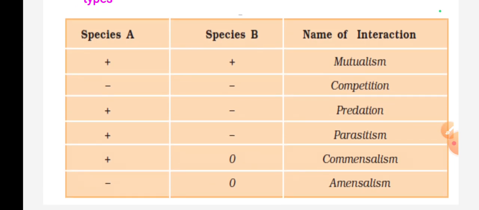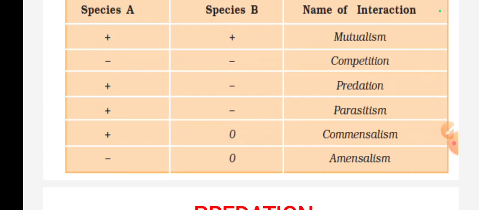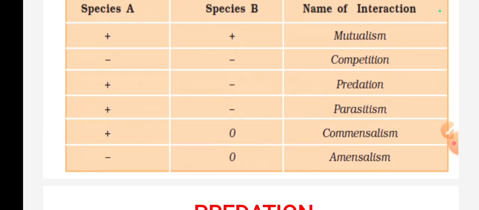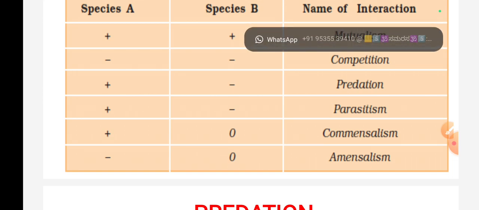Then if species A is able to donate food, that's positive, and species B is able to receive food, then it's predation. Next, species A donates food, and species B forcibly accepts the food. That's parasitism, because the hosts tolerate the parasites. Then if species A is able to donate, but species B may or may not take it, it's commensalism.